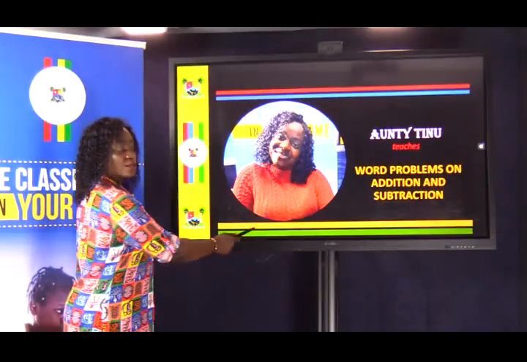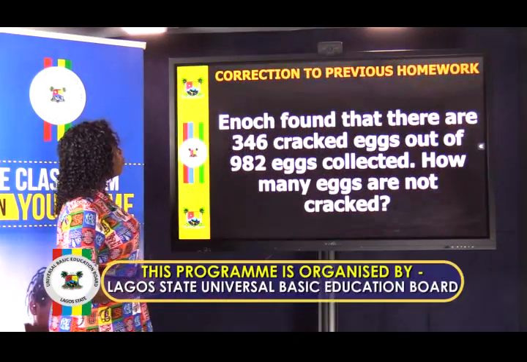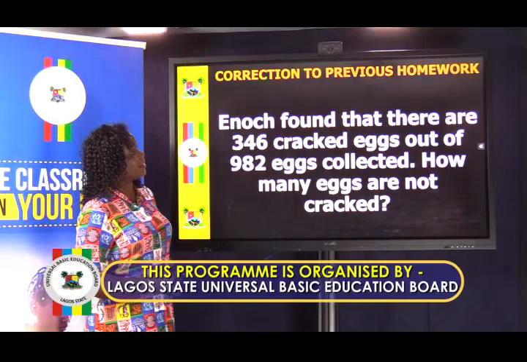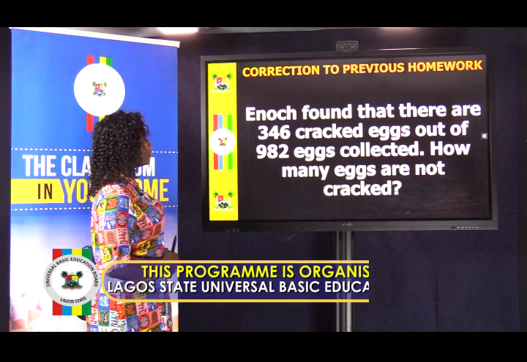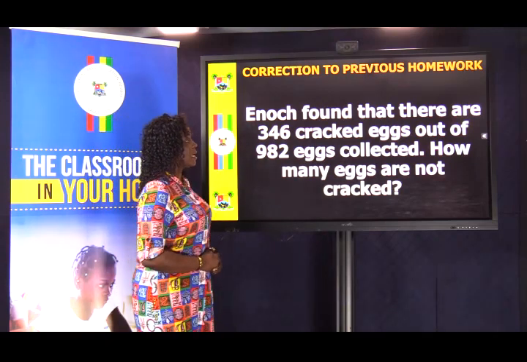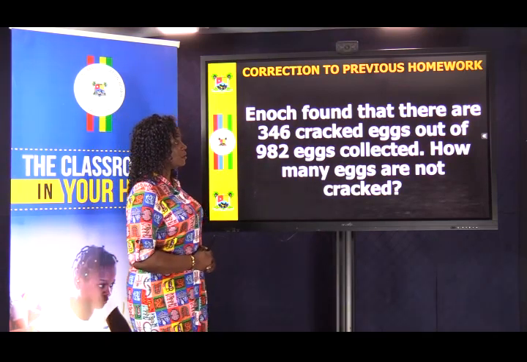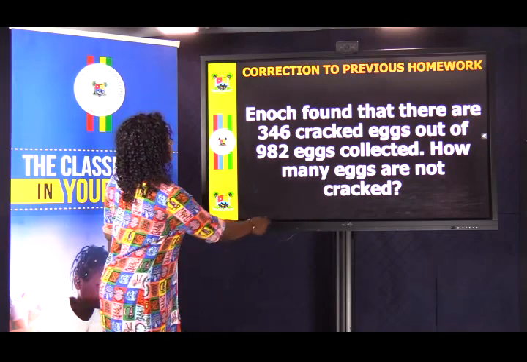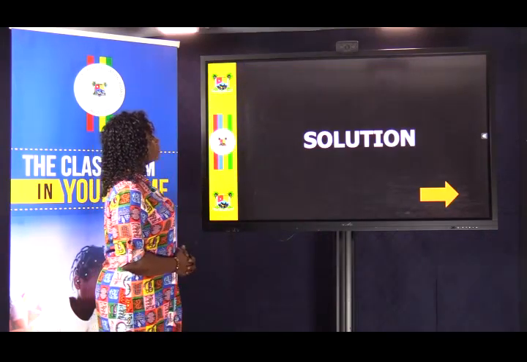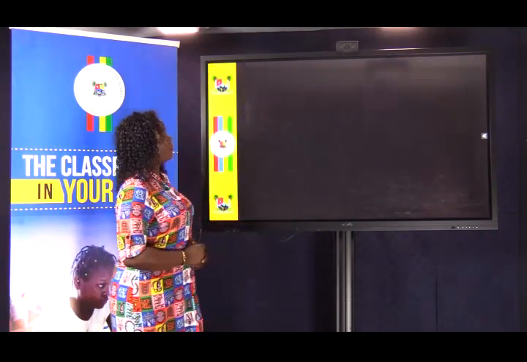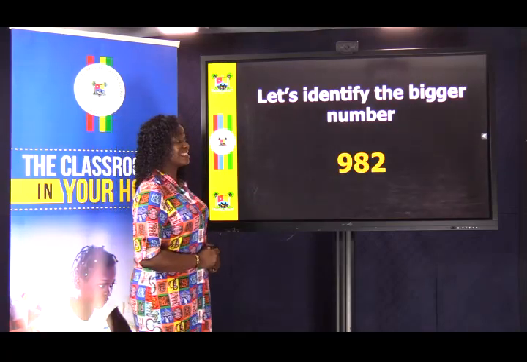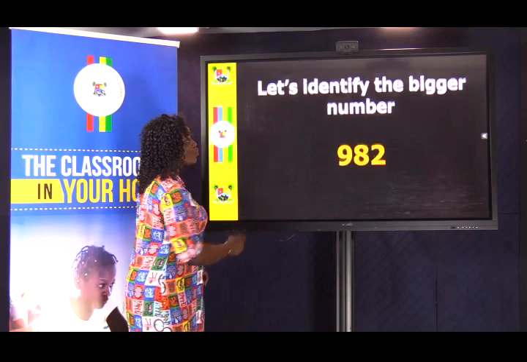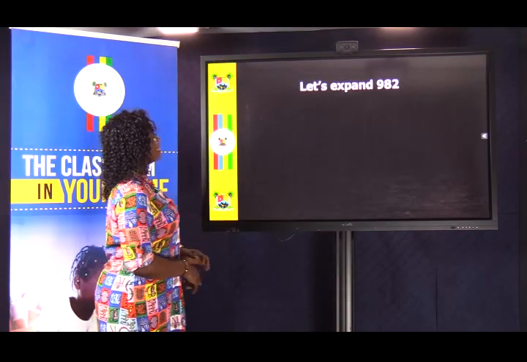First of all, correction to our previous homework. Enoch found that there are 346 cracked eggs out of the 982 eggs collected. How many eggs are not cracked? We have read. In our subtraction, the first thing we do is to identify the bigger number. Our bigger number is 982. Yes. So let's expand.